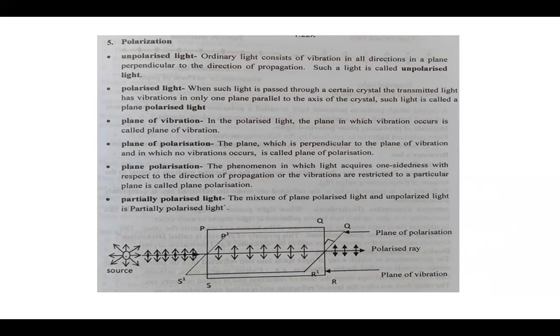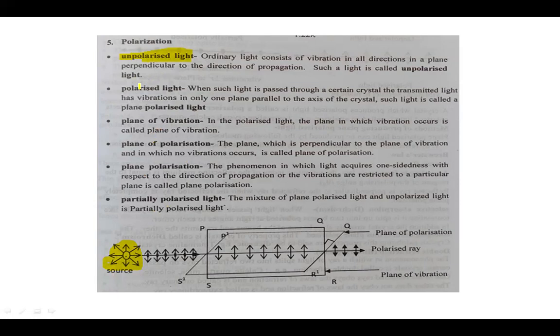So first we'll study what is unpolarized light. Unpolarized light is nothing but an ordinary light consisting of vibration in all the directions. So it will be moving in all the directions like this. Here you can see, right? It will be moving in all the directions. This is nothing but unpolarized light.